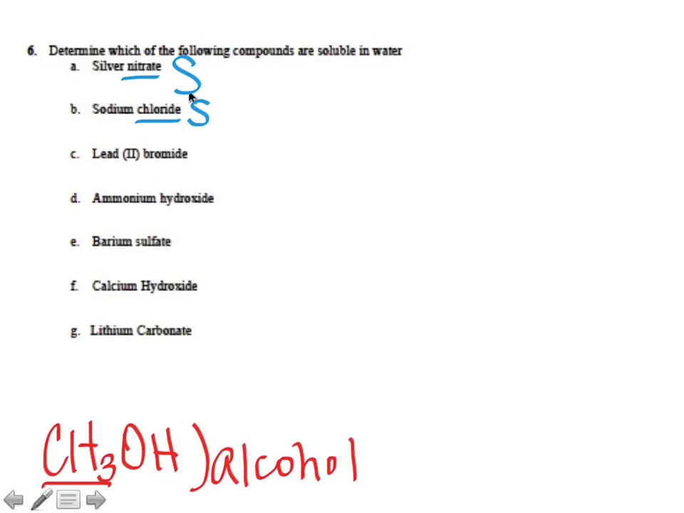Lead bromide. We have bromine, and lead is Pb. So this is a halogen, hugging Aggies pretty badly, and we have pretty badly here, so it is insoluble. Ammonium hydroxide. Soluble. Ammonium is a big daddy. Big Daddy, it's a big daddy. Barium sulfate. Insoluble.